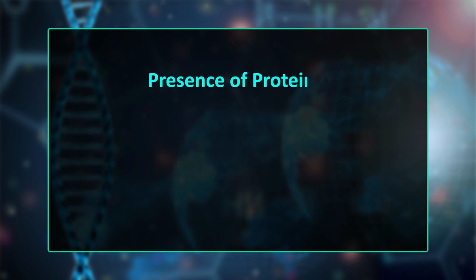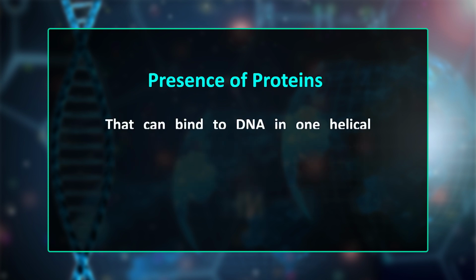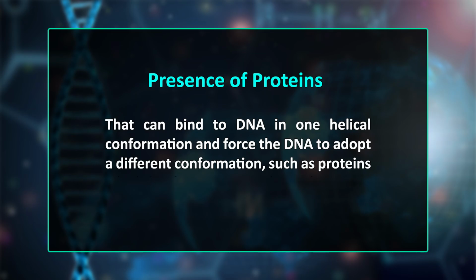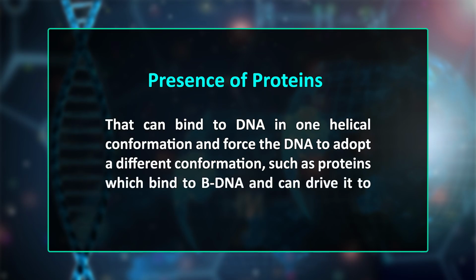The third condition is the presence of proteins that can bind to the DNA in one helical conformation and force the DNA to adopt different conformations, such as proteins which bind to B-DNA can drive it to either A or Z forms. In living cells, most of the DNA is in a mixture of A and B-DNA conformations with a few small regions capable of forming Z-DNA.